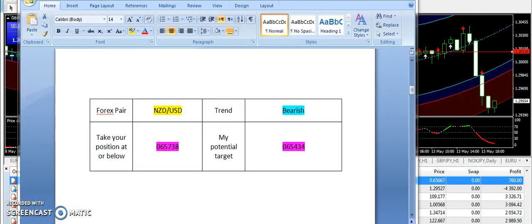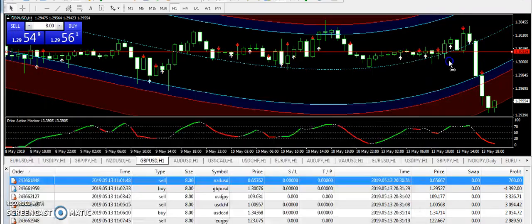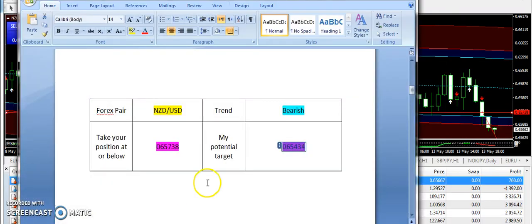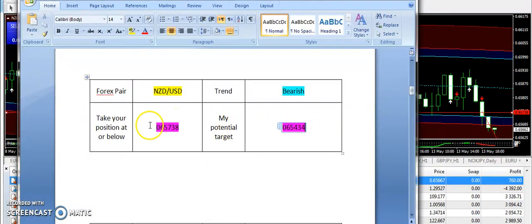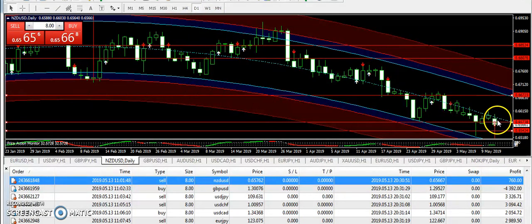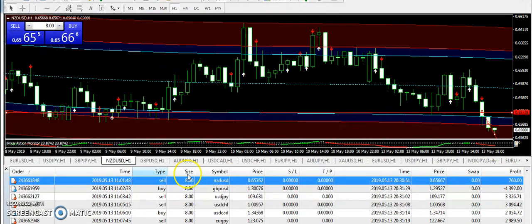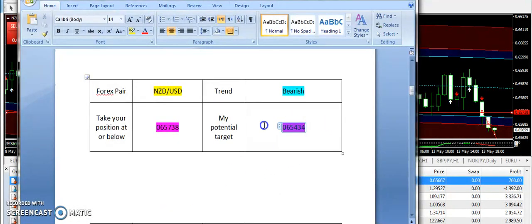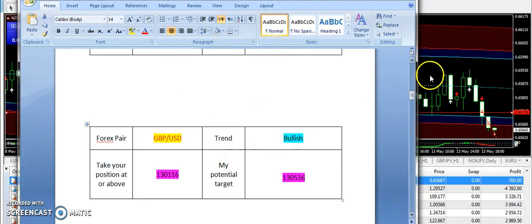Now we are moving ahead towards today's analysis, and I am going to start from New Zealand USD. I have supplied the bearish signal in case of New Zealand USD from 0.65738 and 0.65434 is the target price, and you can see right now it has taken a U-turn and finally New Zealand USD has dropped. If we go to the daily chart, you can see that the candle is below the middle dotted line of the trading system, so it's suggesting the downward trend up to now. We do not have any bullish signs at the moment. Overall it's in a bearish zone, and if it continues the bearish pattern like this, then it can go up to 0.65434.